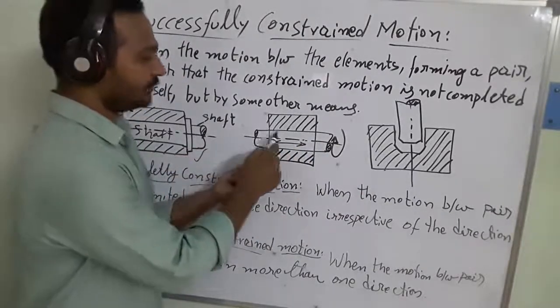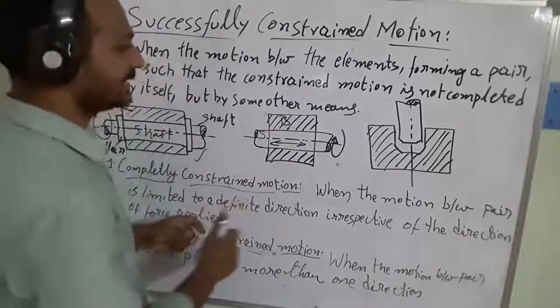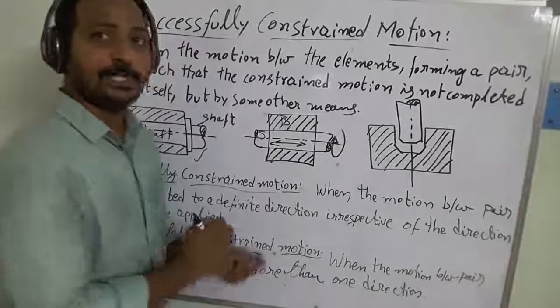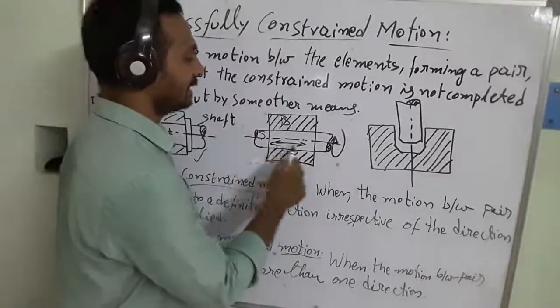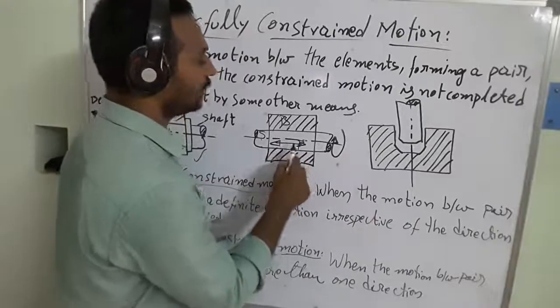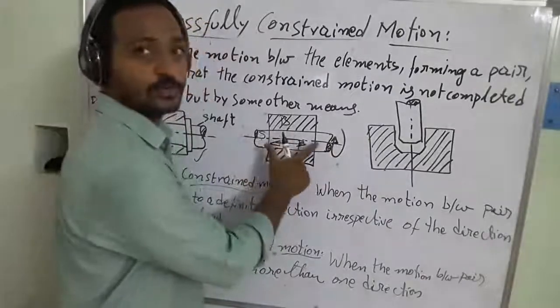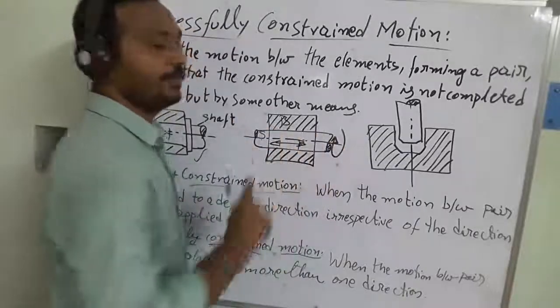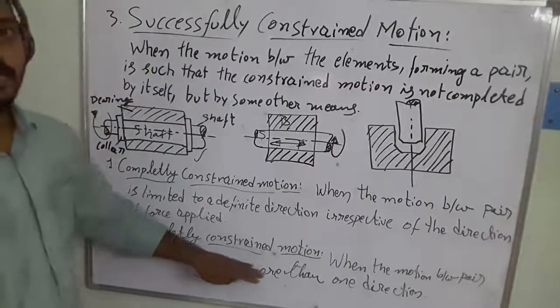Then this is the shaft, and this is the bearing. So what happens in this case is that it also needs to transmit power from one point to the other point. So there are chances that translatory motion also will occur. That means the shaft is going to move in this direction also, because we haven't given any constraint. Then we can say this is called incompletely constrained motion.